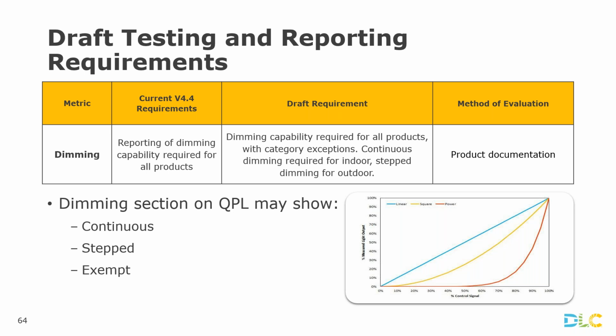We would be requiring continuous dimming for indoor products and stepped dimming for outdoor products, on the basis that the user requirements for a continuous dimming experience are not quite there for outdoor, and stepped is, for lack of a better term, good enough. Always want to be conscious of how price is affected by various technical requirements. And then we're proposing to evaluate it by simple product documentation. You might be noticing from that image that not all dimming curves look alike. We want to hear from you about the balance of brevity and detail that QPL users would need in order to understand this in a meaningful way.